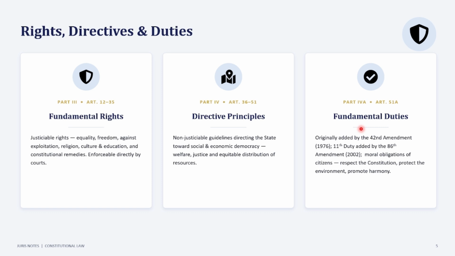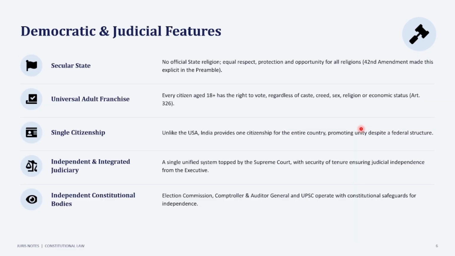So, if we look at these three together, we can say that the Constitution not only gives us rights, but it also provides guidelines for the state and duties for citizens. Okay, that's an important point to remember. Let's move on to some of the democratic and judicial features.